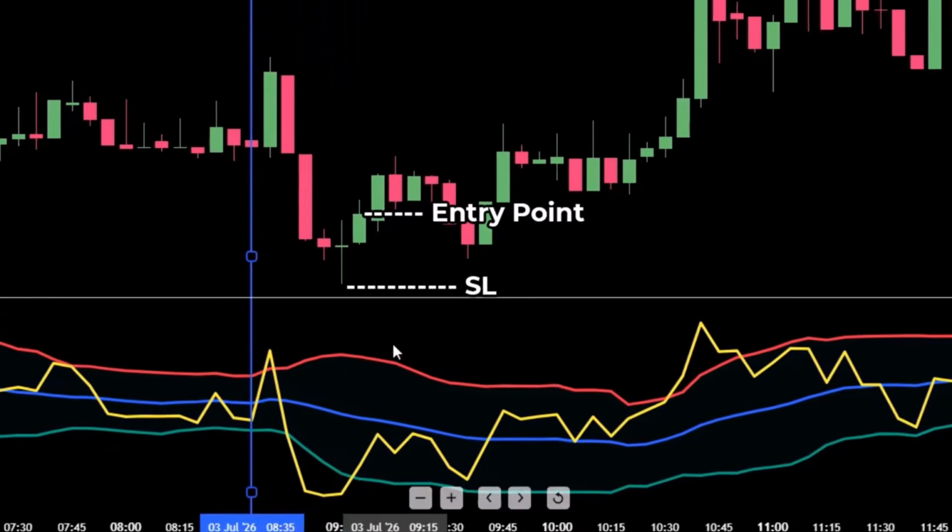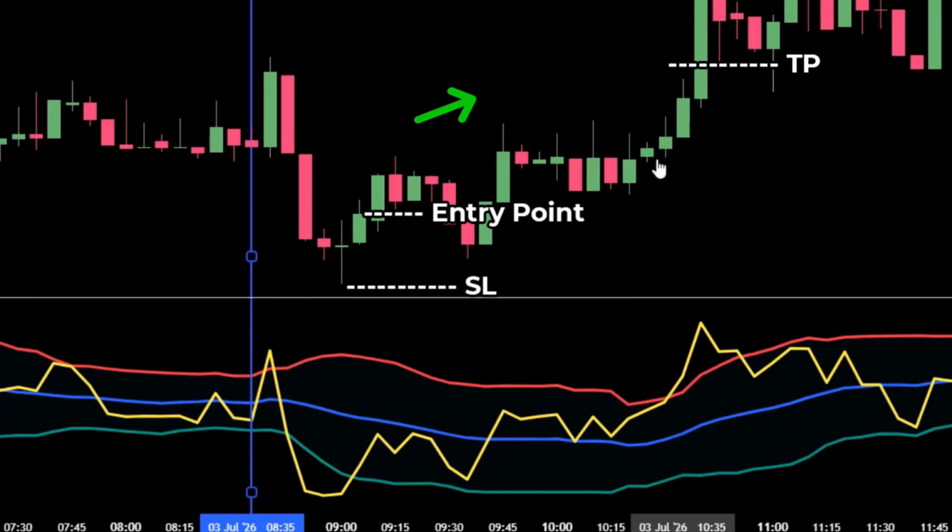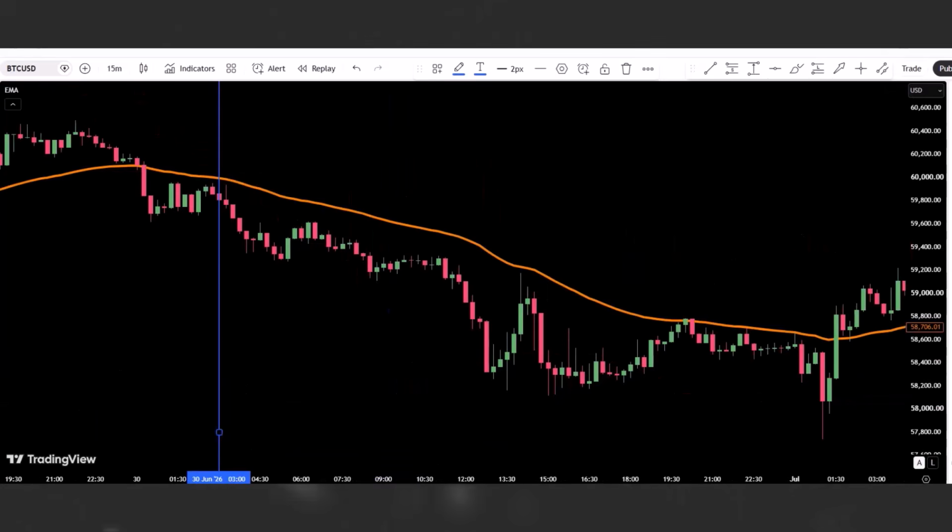We set our stop loss just below the recent swing low, and for the take profit, we aim for a 1 to 1.5 risk to reward ratio. It's clean, mechanical, and objective. Sell setup. Now let's flip it.